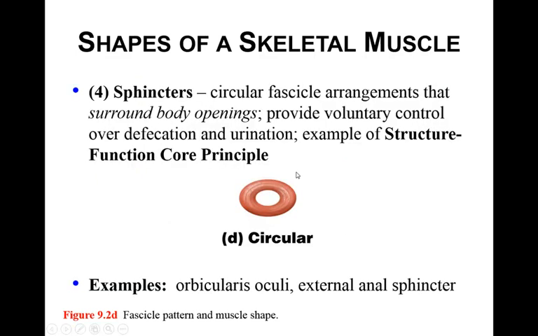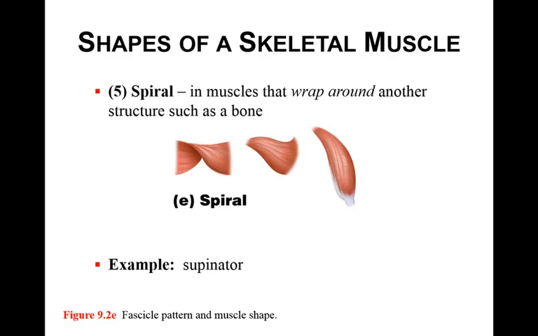Okay. All right, then you have sphincters, probably the easiest one. These are basically circular muscles. Their circular arrangement surrounds body openings, and they provide voluntary control over defecation and urination. So your external anal sphincter is an example. Also around your eyes is what allows your eyes to open and close, orbicularis oculi. You also have one around your mouth called the orbicularis oris as well. So sphincters, circular shape.